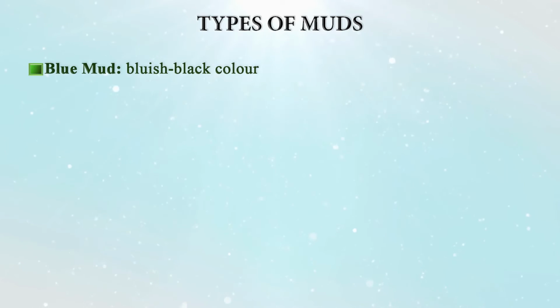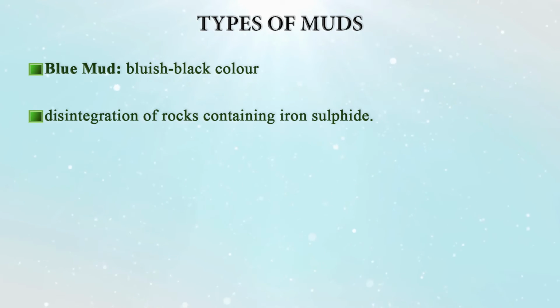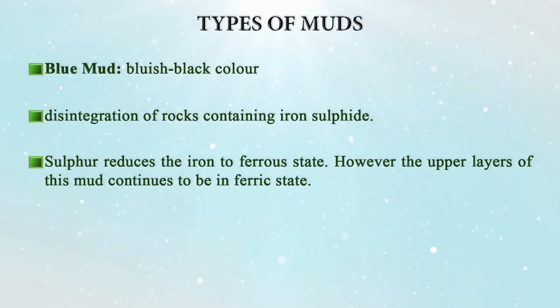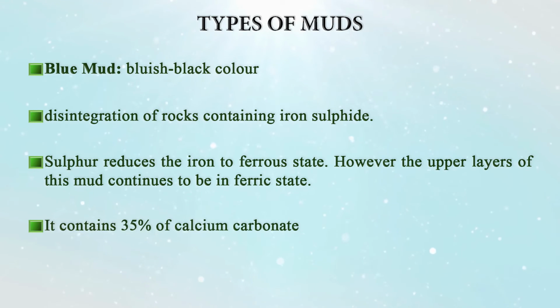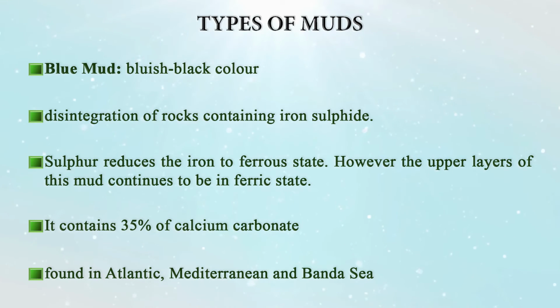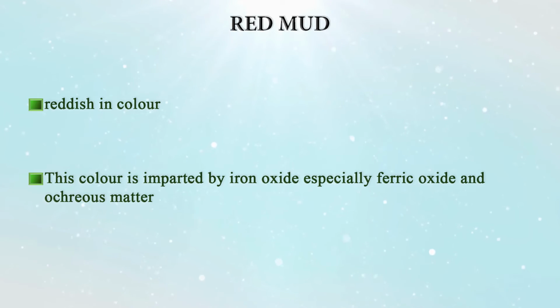Blue mud, as the name suggests, is bluish in color, actually bluish black, and these are disintegrated from rocks containing iron sulfide. Therefore the blue color is there, and sulfur reduces iron to the ferrous state. However, the upper layers of this mud continue to be in the ferric state. Blue muds contain about 35% of calcium carbonate, and they are found mostly in the Atlantic Ocean, Mediterranean Sea and Banda Sea.